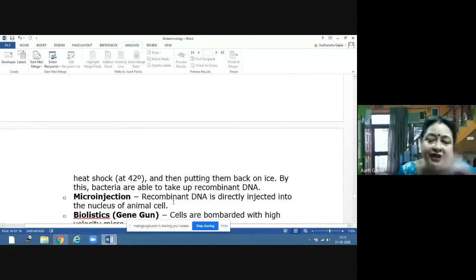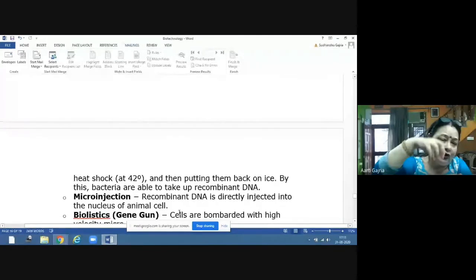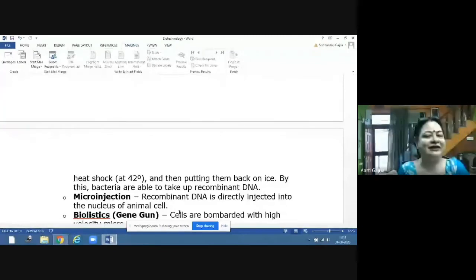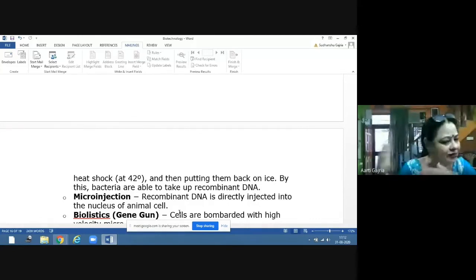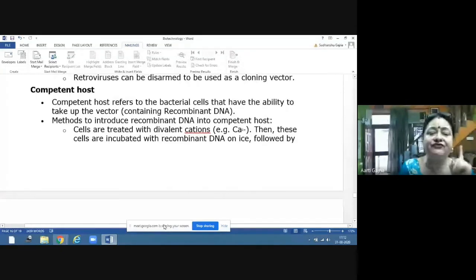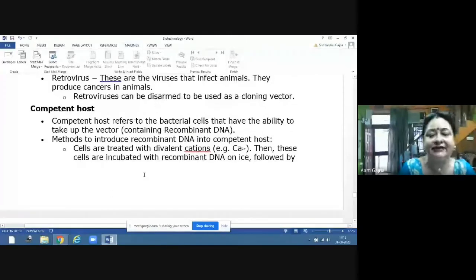And when heat shock is given, then the host cell will be able to take up the recombinant DNA. So the host will take the recombinant DNA, and the recombinant DNA will be formed into the cell, and it will get incorporated and can form copies. This is one. This is called treatment of cells with divalent cations.